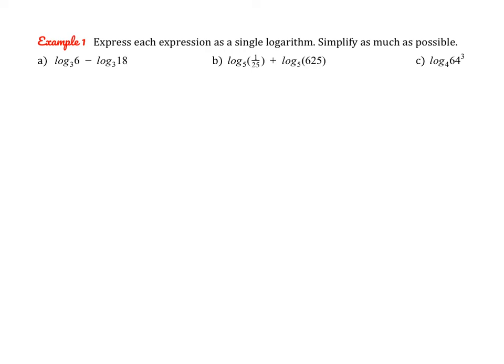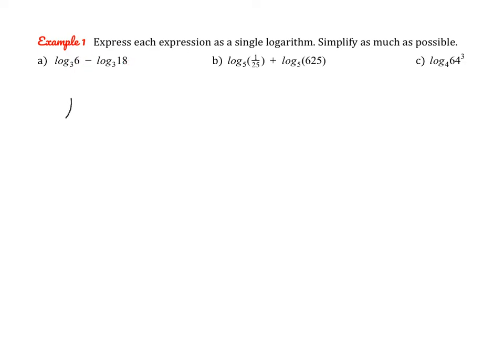Okay, so now we're going to practice using these different properties of logarithms, and we're going to be taking two, or you could do more logarithms and express them as a single logarithm. So we're condensing. So let's look at this first one. We have log base 3 of 6 minus log base 3 of 18. We're going to use that quotient property because we have the difference, we're subtracting two logarithms.